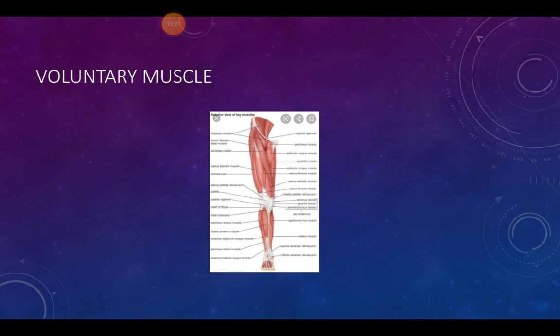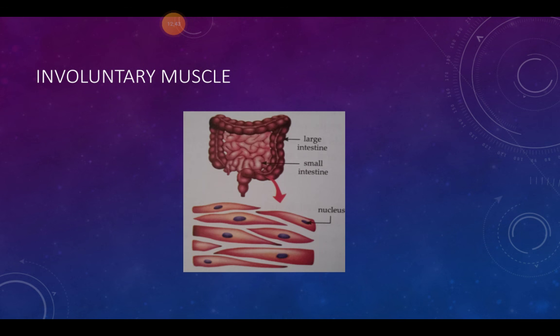Next, involuntary muscle. Involuntary muscle is also called unstriated muscle. Muscles that do not work according to our will are called involuntary muscles. These muscles are also called unstriated or smooth muscles because they do not have alternate dark and light bands.